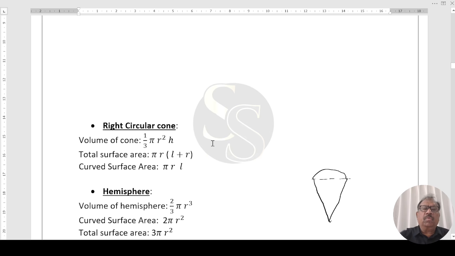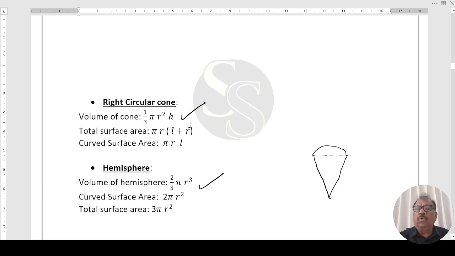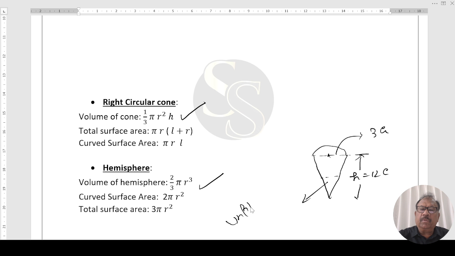We have to find the volume. The volume of cone is 1 by 3 pi R square H. The volume of hemisphere is 2 by 3 pi R cube. According to the question, this is an inverted cone. H is 12 centimeter. This is R, R is 3 centimeter. Now say this is the unfilled part. And this is the filled part, filled with ice cream.